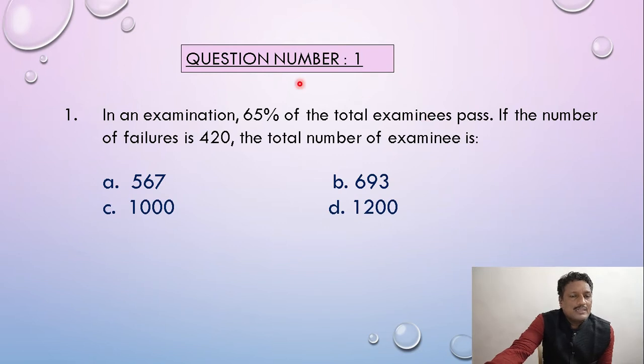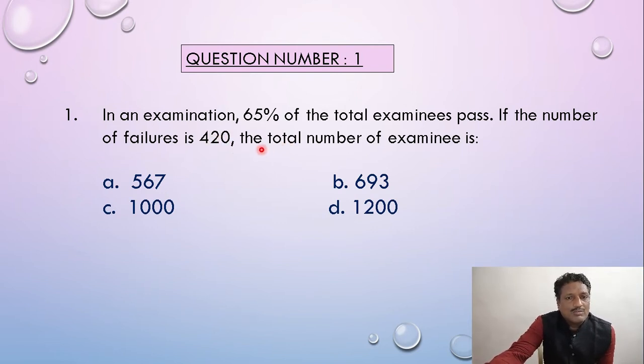Now see, in an examination, 65% of the total examinees pass. So out of 100%, 65% passed. Remaining 35% is a failure. That means the logic is, if the number of failures is 420, this 420 is a numerical value. This 420 numerical value will be equal to what percentage? Failure percentage is equal to failure value. So here 35% equals 420.